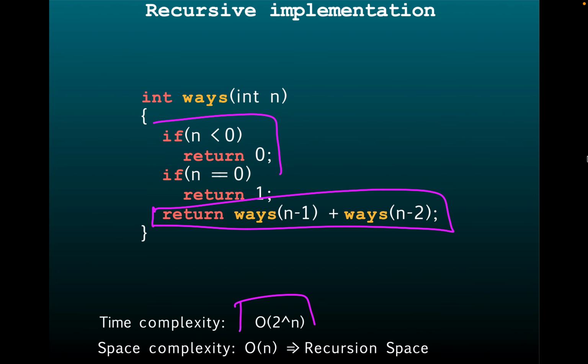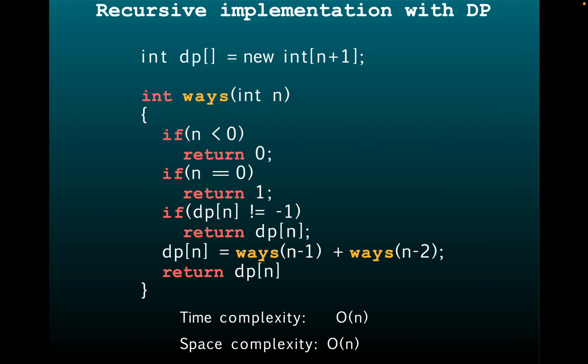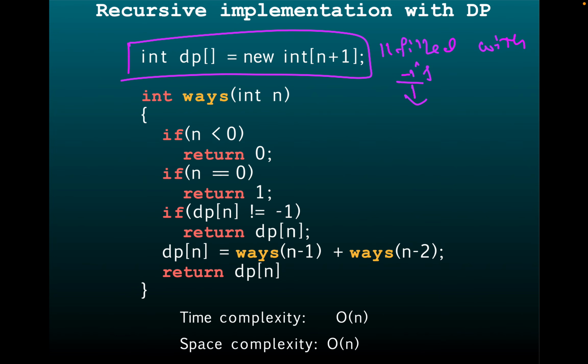Now to come up with a fix, we said memorize it. We have to use just one simple thing, a DP array, and assuming it is filled with -1s. Why -1? -1 actually represents, hey, it is not computed yet.